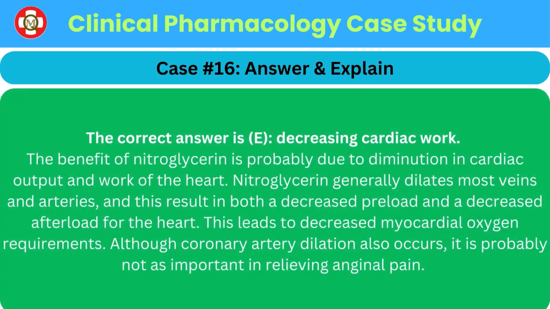The correct answer is E. Decreasing cardiac work. The benefit of nitroglycerin is probably due to diminution in cardiac output and work of the heart. Nitroglycerin generally dilates most veins and arteries, and this results in both a decreased preload and a decreased afterload for the heart. This leads to decreased myocardial oxygen requirements. Although coronary artery dilation also occurs, it is probably not as important in relieving anginal pain.